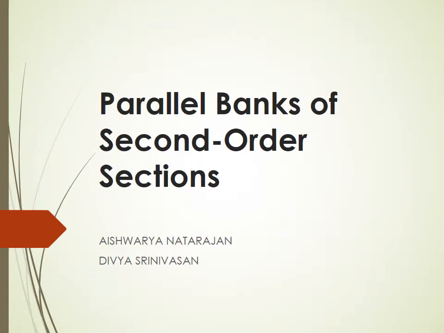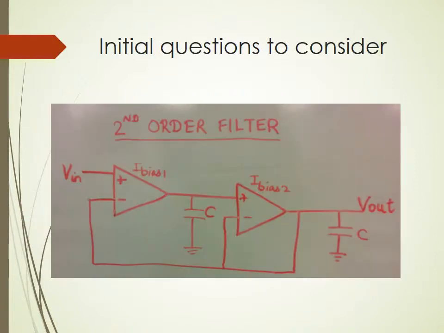Good morning. So this is project 3 by Aishwarya Natarajan and Divya Srinivasan. This is a differential second order section, diff 2, a second order filter which is similar to what we did in class. We have two floating gate OTAs with I bias 1 and I bias 2 and two caps here with a V out.